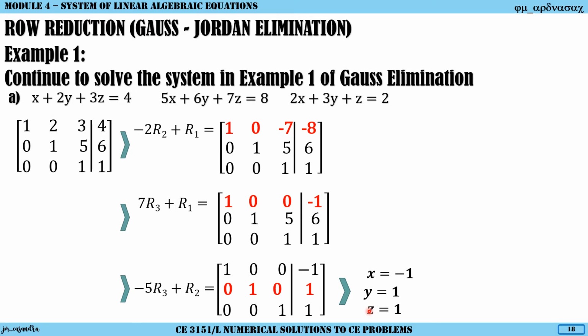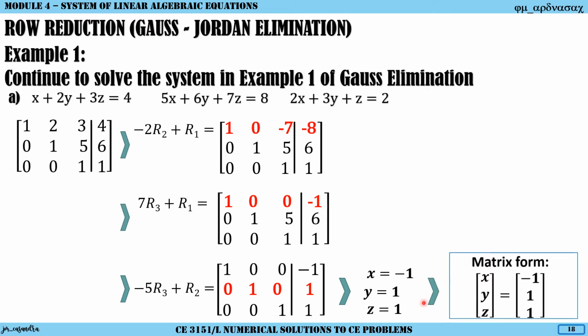Okay, so if we check from our previous discussion, we were also able to solve for the values of x, y, z as negative 1, 1, and 1. So using Gaussian elimination and Gauss-Jordan will still give us the same values of the variables. Then, aside from that, the values of x, y, z may also be written in matrix form as the matrix of x, y, z is equal to negative 1, 1, and 1.